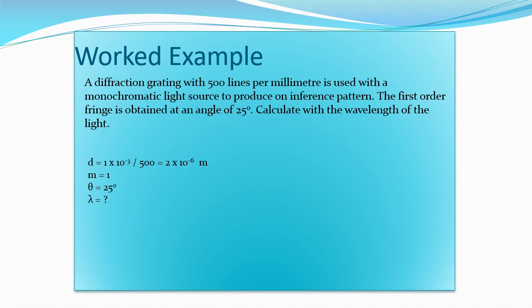Now, d is the separation of the slits. It says that you have 500 lines per millimeter. What d is, it's the distance between each slit. So what you need to do is work out what the distance would be between each slit if you have 500 slits per millimeter. So you take 1 millimeter, which is 1 times 10 to the negative 3, and you divide it by 500, and that will give you the distance between each slit.